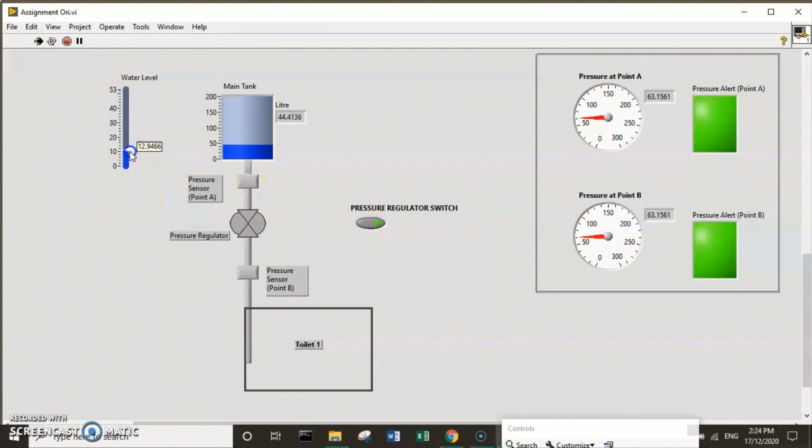The meter at point B automatically readjusts to below 80 psi when the initial pressure exceeds the limit of 80 psi, because the water has already flowed through the water pressure regulator. As we can see again, as the pressure approaches 80 psi at point B, it automatically reduces below 80 as it flows through the pressure regulator.